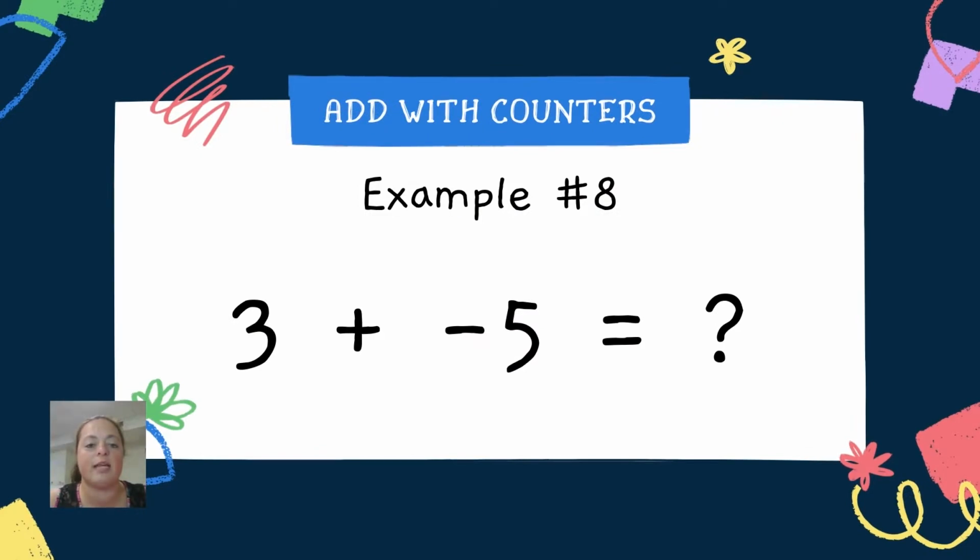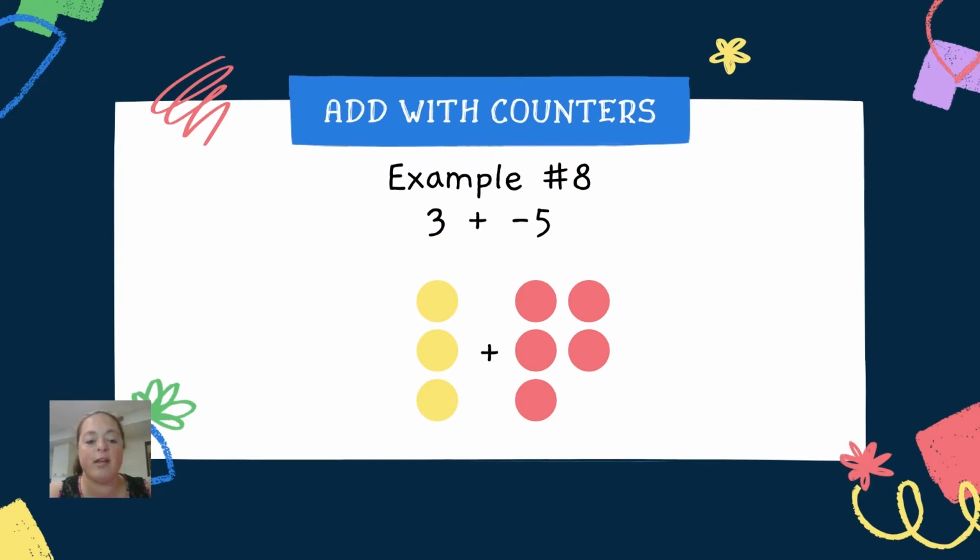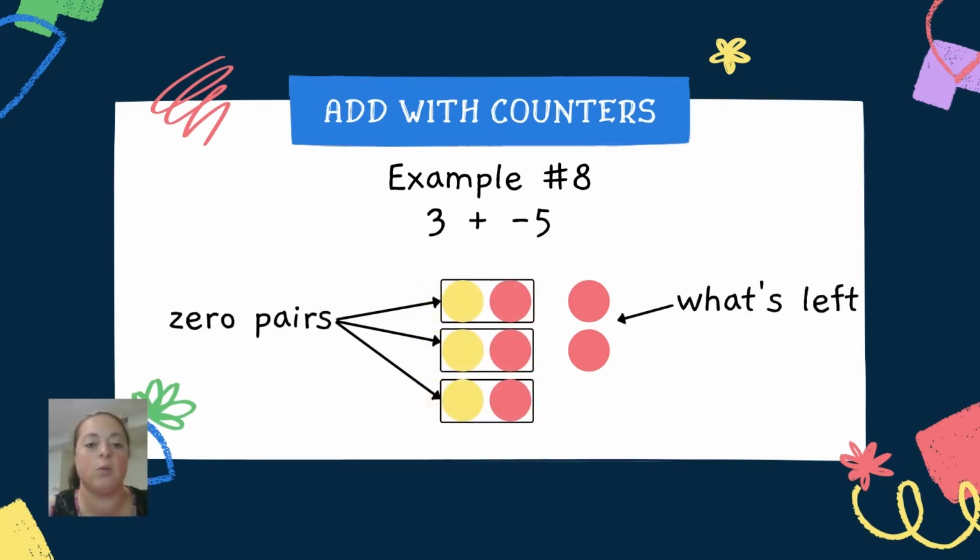And finally, example number 8 is 3 plus negative 5. So again, different signs, positive 3 and negative 5. We'll start with the 3 and represent that with 3 yellow counters, and then represent the negative 5 with 5 red counters. When we combine the 0 pairs, like we did in the last example, we put the 3 yellow counters together with the 3 red counters. Each of those cancels each other out and makes 0. What's left is 2 red counters, which equals negative 2. So 3 plus negative 5 equals negative 2.